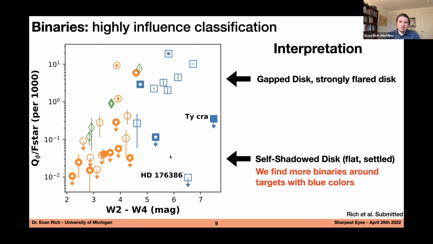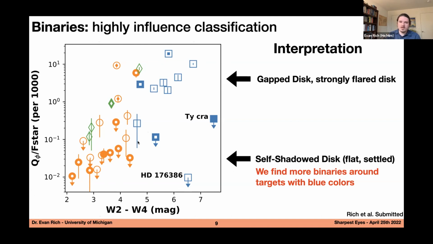However, with this trend, we also see an incredible amount of binaries. So any of these markers that are filled in or partially filled in, that means that there's an outer binary we detect in our sample. And we find that there are a lot more binaries on the bluer side compared to the redder side, suggesting that binarity plays a significant role in determining how much polarized light our objects are detecting. So binarity is playing a role, potentially influencing the disks and what we're seeing.